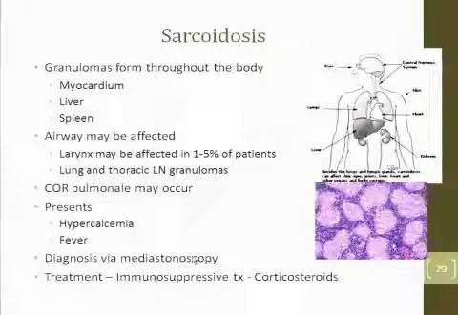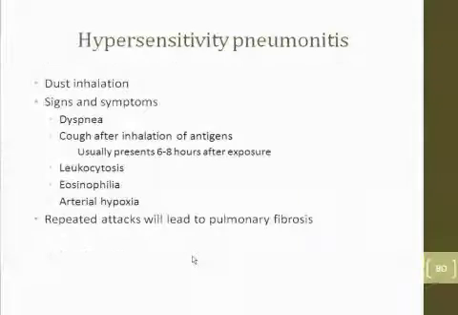Sarcoid is a granulomatous disease that may affect the myocardium, liver, or spleen. The airway may be affected. The larynx may be affected in about 1 to 5% of patients. You get lung and thoracic lymph node granulomas. Cor pulmonale may actually occur in these patients because they could develop pulmonary hypertension. This usually presents with hypercalcemia and fever, so it's pretty unusual that this would present without fever. Diagnostically, it's usually mediastinoscopy or biopsies of a focal lesion. Treatment is immunosuppressive therapy, giving high-dose corticosteroids.